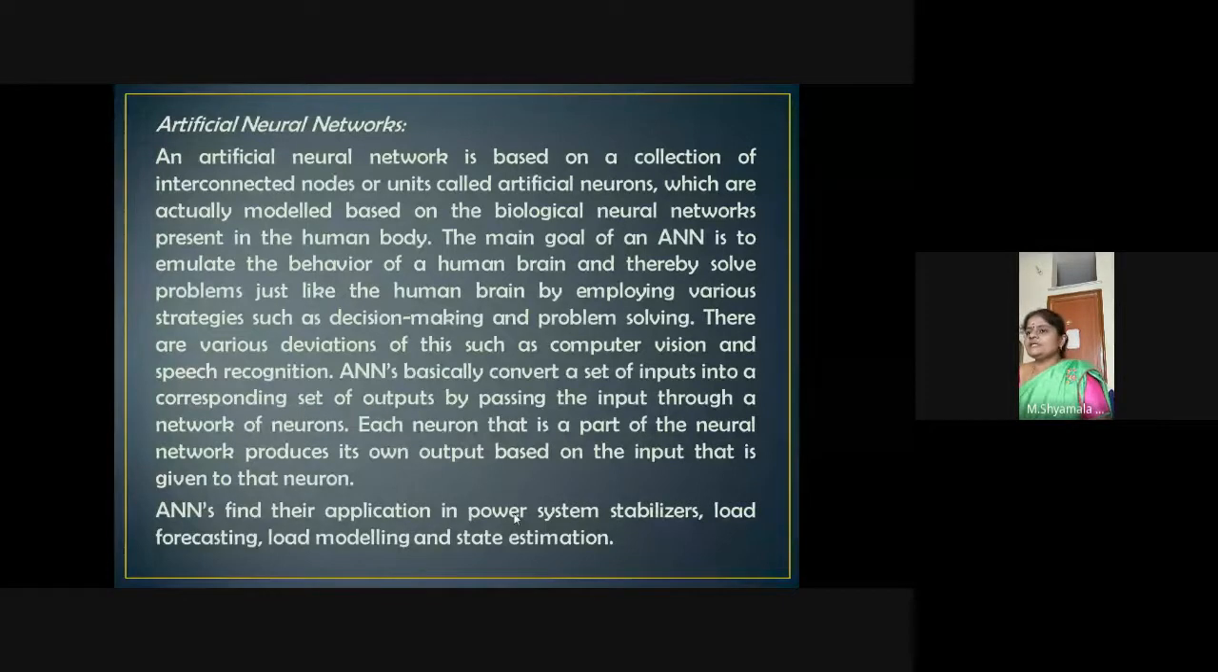Artificial neural networks are based on a collection of interconnected nodes or units called artificial neurons. This is actually modeled on the biological neural networks present in the human body. Based on our human body structure, the artificial neural network is designed, and those interconnected nodes are called neurons. The main goal of an ANN is to emulate the behavior of the human brain, thereby solving problems just like a human brain by employing strategies such as decision making and problem solving.